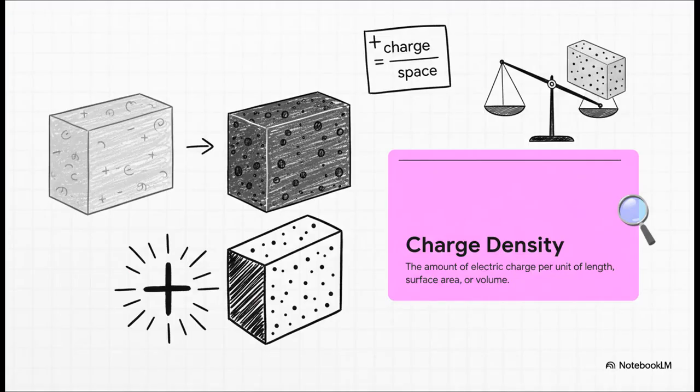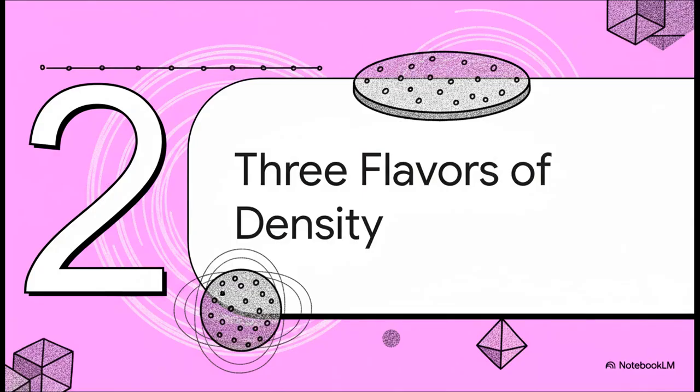At its core, it's actually a pretty simple ratio. It's just the amount of charge divided by the amount of space it's in. The best way to think about it is like mass density. You know how a block of styrofoam and a block of lead can be the exact same size, but one is way, way heavier? That's because the lead has more mass packed into the same volume. Well, charge density is the exact same idea, just with electric charge instead of mass. Simple, right?